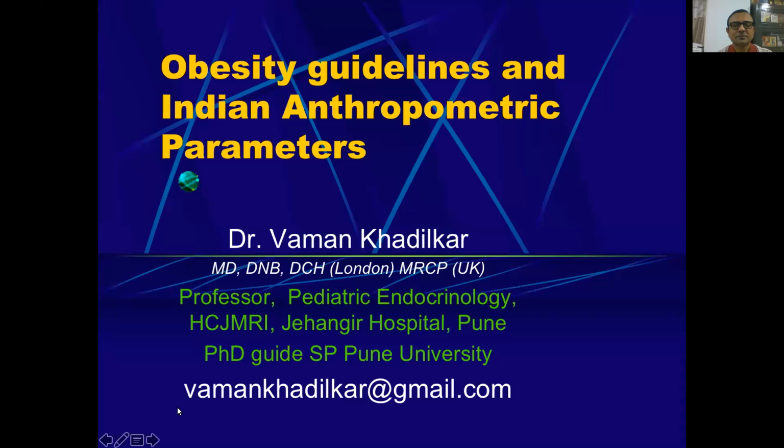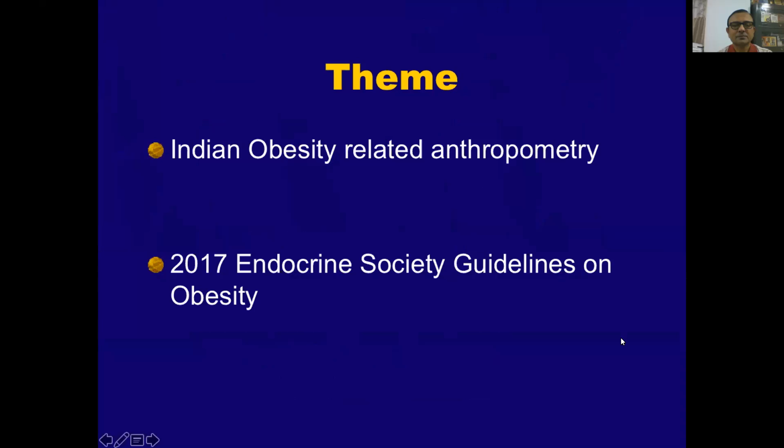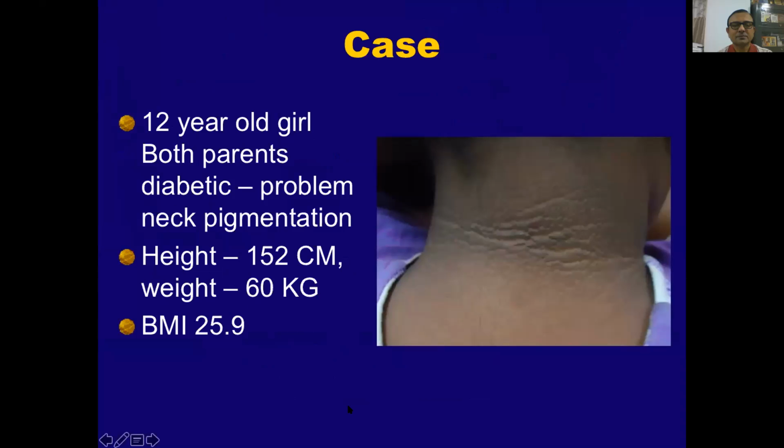So today the theme of my talk is, first part, I'll cover Indian obesity related anthropometry parameters. And in the second one, I am going to touch base upon the 2017 Endocrine Society guidelines. I'm only going to speak about the important aspects of the guideline. The guidelines are huge. So let me start with a case.